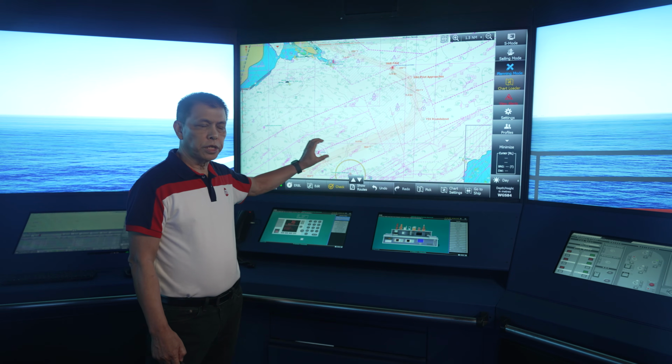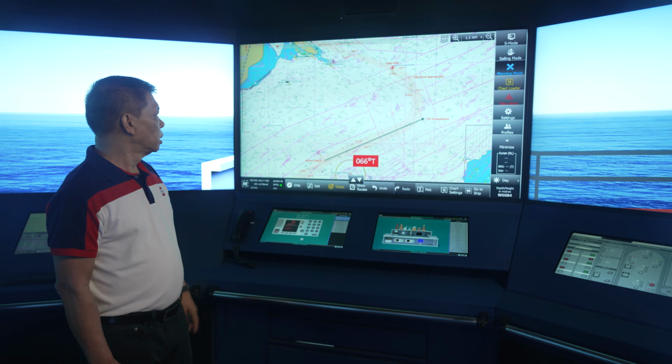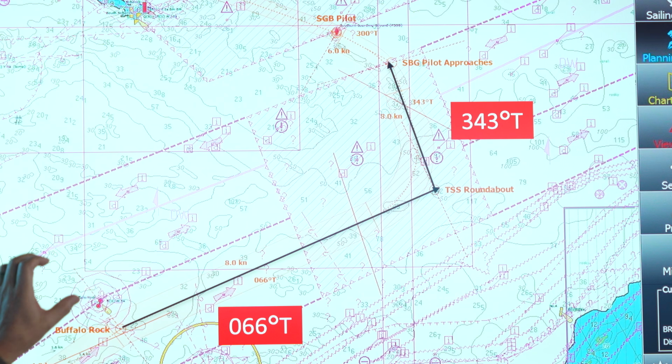We have here an ECDIS screen display showing a route along the traffic lane of a traffic separation scheme. The initial course was 066 degrees true, and we intend to turn around the roundabout of the scheme. And the next course is 343 degrees true. The planned radius of turn for this is half a mile.